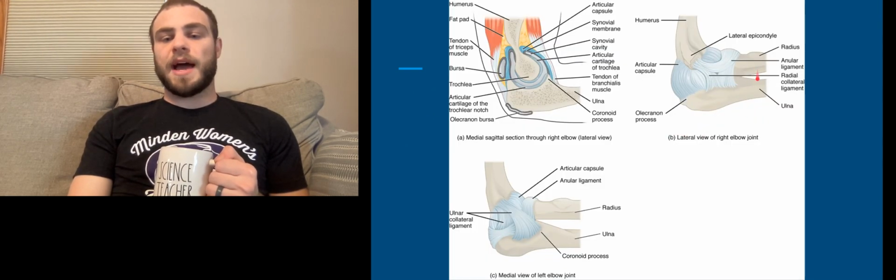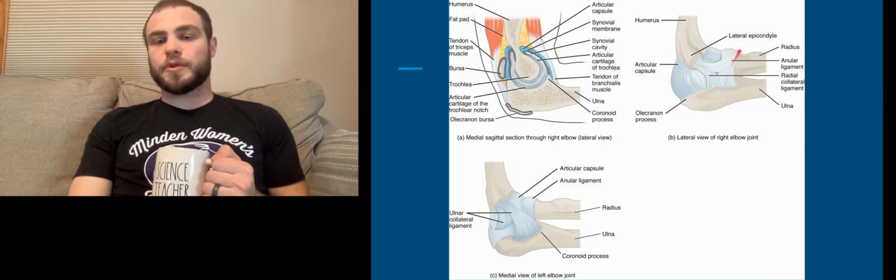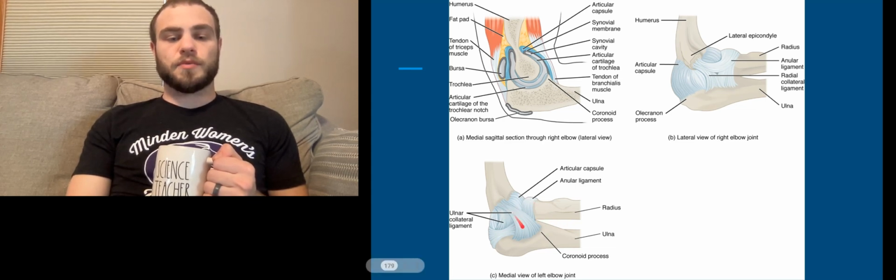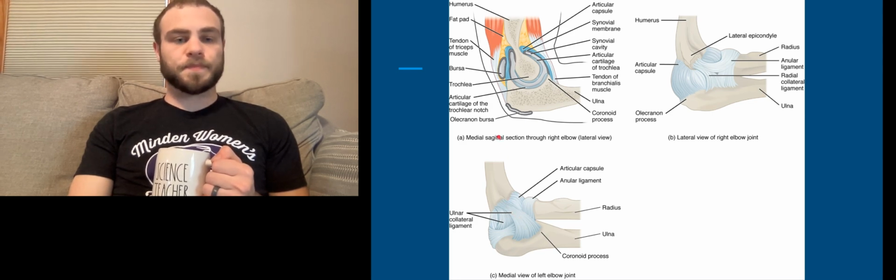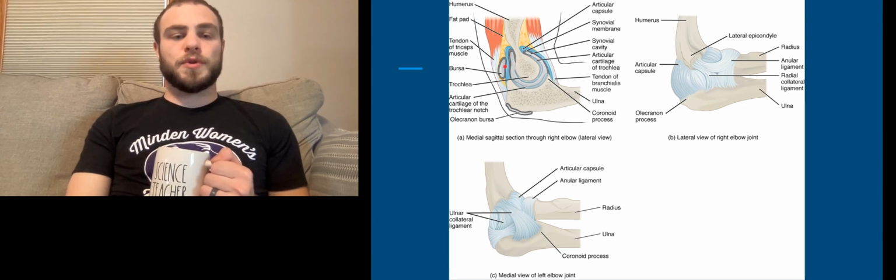So here we'll take a look at the lateral view first. You can see that radial collateral ligament running from that lateral epicondyle and that annular ligament, how it's going to be wrapped around the head of the radius. On the medial view, you can see that UCL. There's the annular ligament again, but you can see how it's running from there, and that's what's going to be fixed in Tommy John.